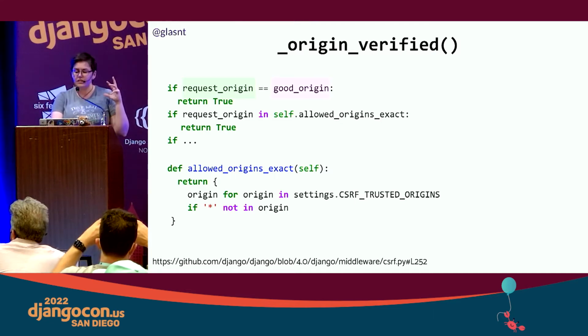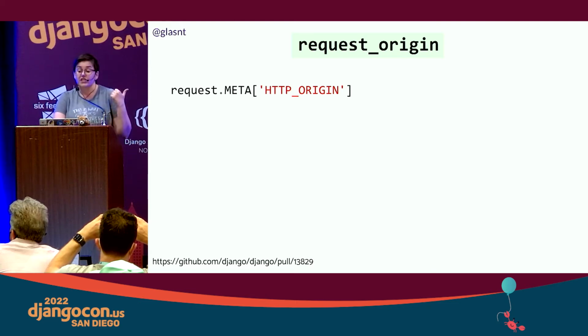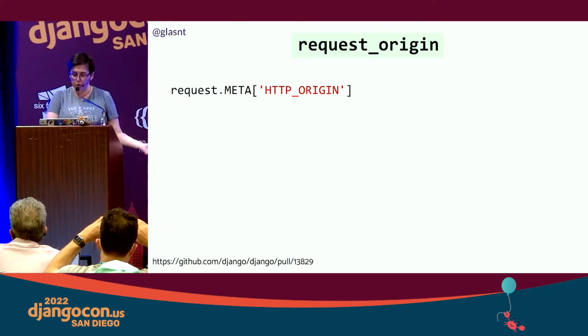So what are these request origin and good origin? Well, first, it gets the request origin value from the request metadata, aka the HTTP headers from the request, which we saw in the browser inspector earlier. So now we need to get the good origin.